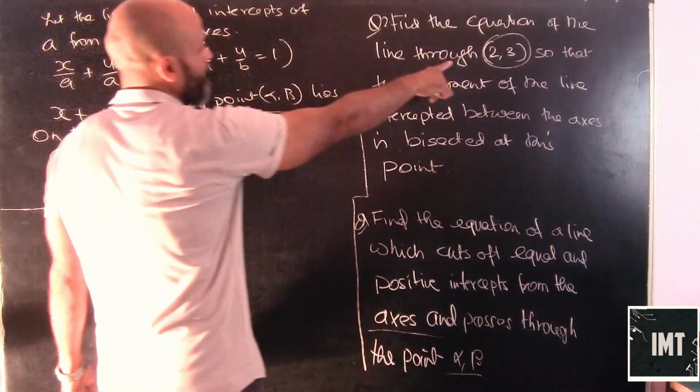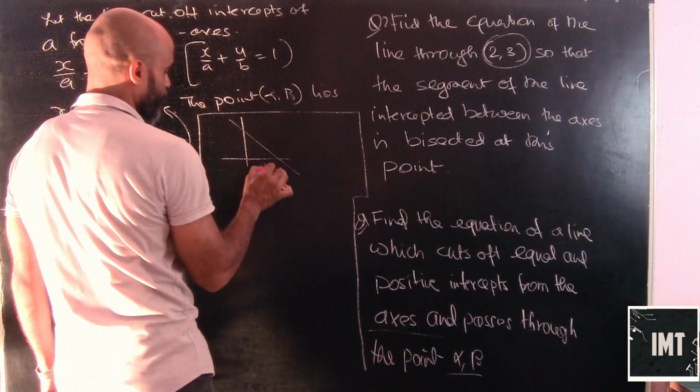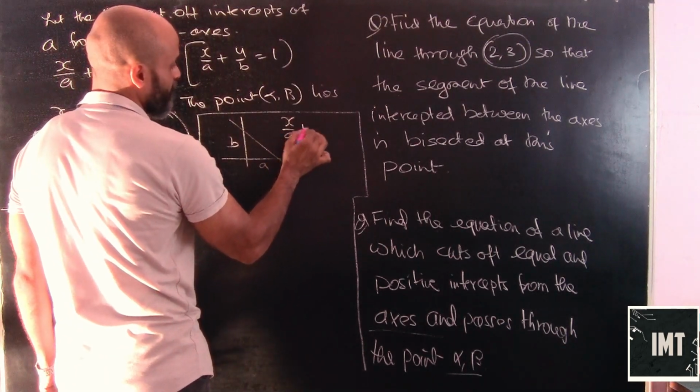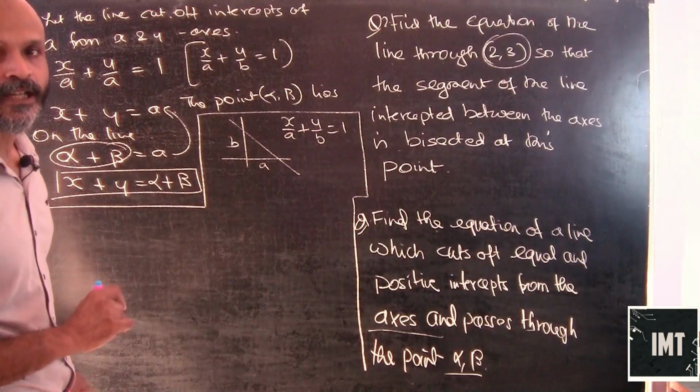Okay, so we have here this is basically the line, x intercept is a and y intercept is b. So, we can say that x by a plus y by b is equal to 1. This is something that we can certainly and for sure write.